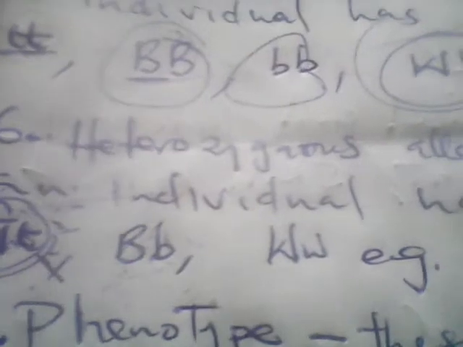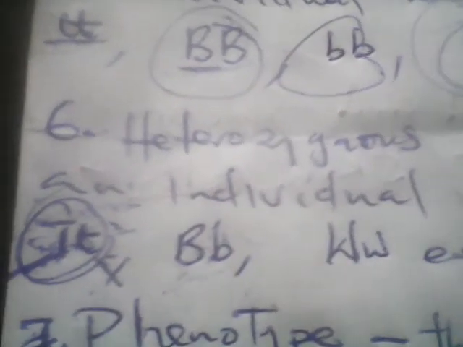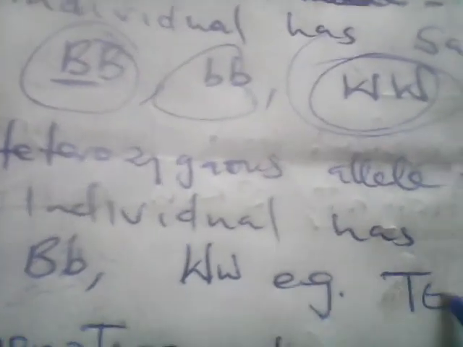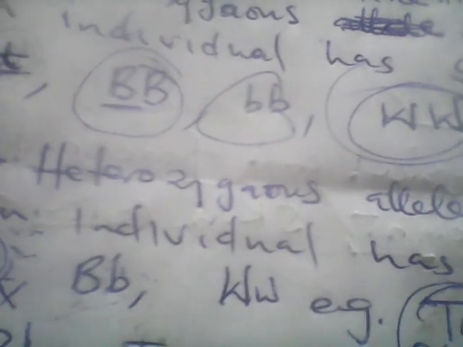Another term we are going to look at is heterozygous, which is the opposite of homozygous. Heterozygous is simply the condition where an individual has different alleles. For example, we have a gene of height where an individual may have alleles tall and short. So these two different alleles, we collectively call them heterozygous alleles.